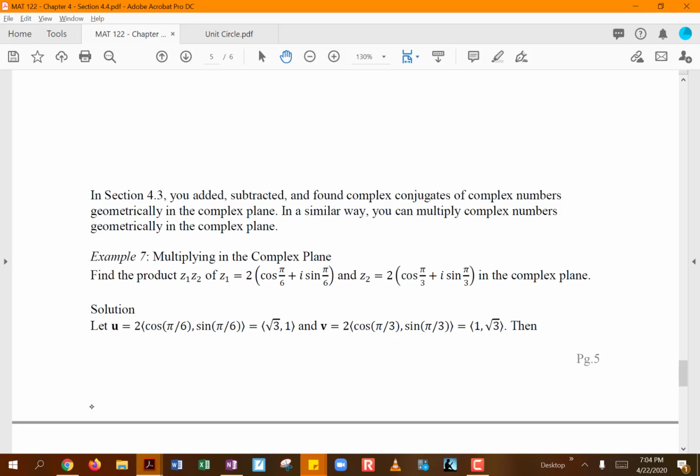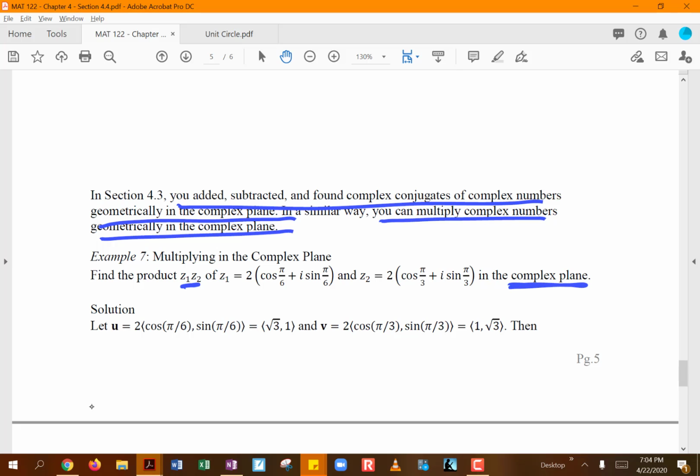Okay, so in the last section, we talked about how we can add, subtract, and find the complex conjugates of complex numbers geometrically in the complex plane, right? We use those vectors to help us out. So in that same way, we want to see how we can multiply complex numbers geometrically in the complex plane. So other than addition and subtraction and finding the complex conjugates, let's look at how to multiply geometrically the complex numbers in their complex plane, okay? So we're basically trying to find the product of z1 and z2 in the complex plane.